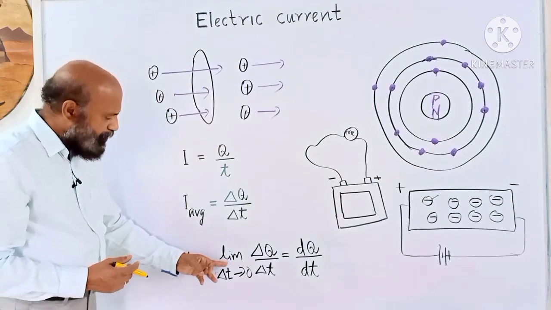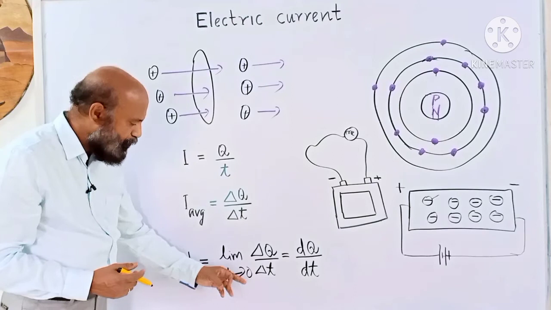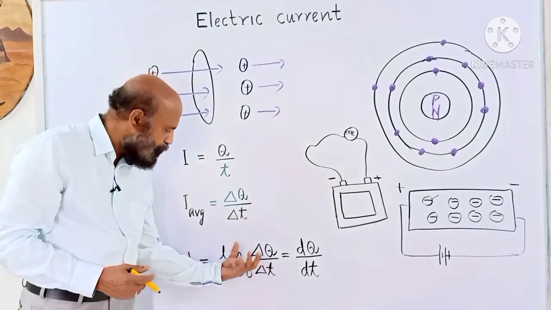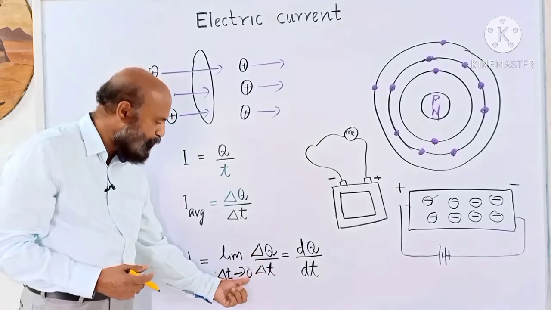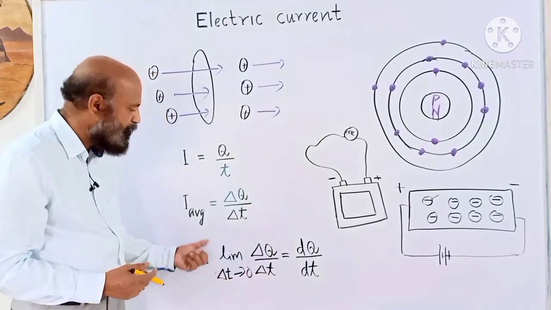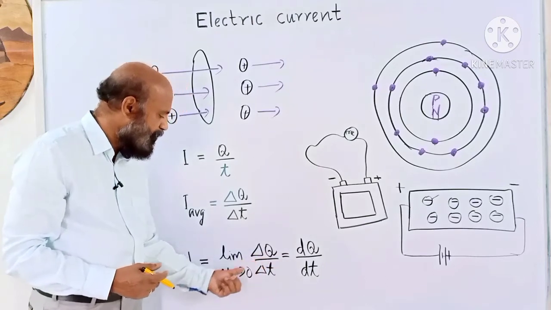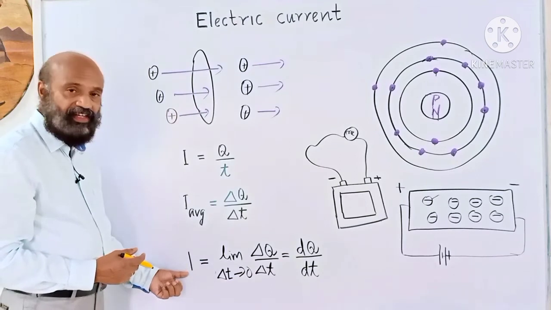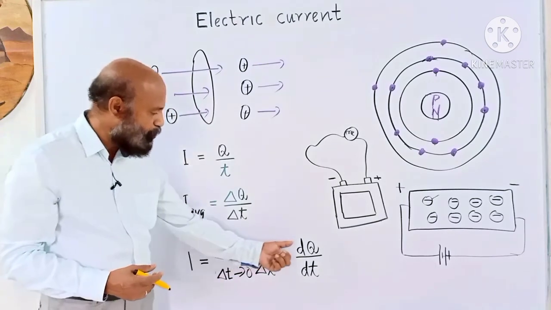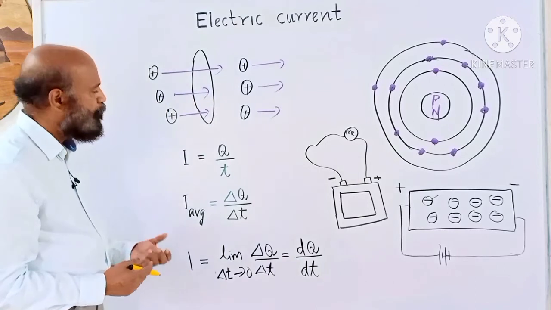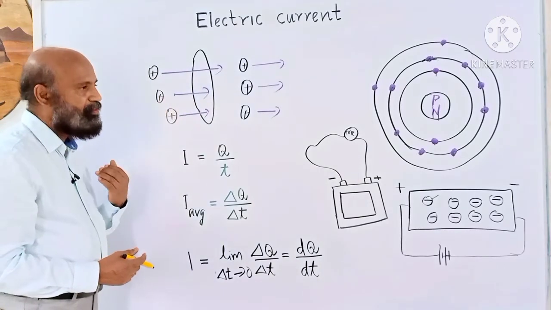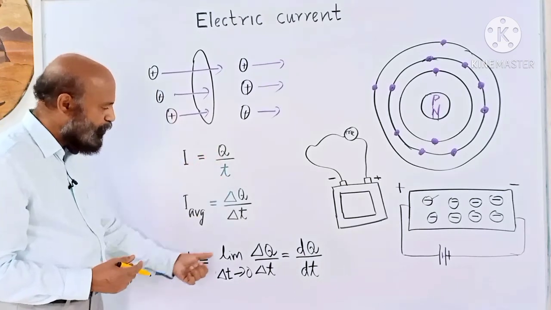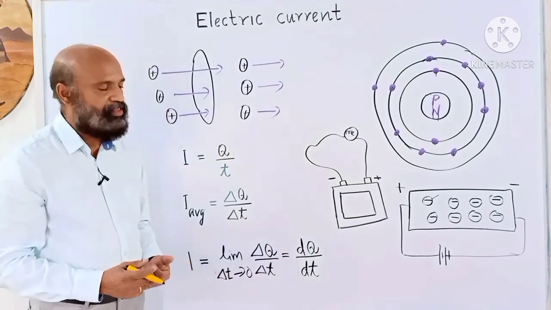Then you consider the limit delta T tends to 0, because this delta T is becoming smaller and smaller and it is tending to 0. Then according to calculus, delta Q by delta T, when delta T tends to 0, is dQ by dt. That is called instantaneous current. Instantaneous current I is equal to dQ by dt. If the rate of flow of charge is constant, it is I is equal to Q by T. Otherwise, I is equal to dQ by dt.